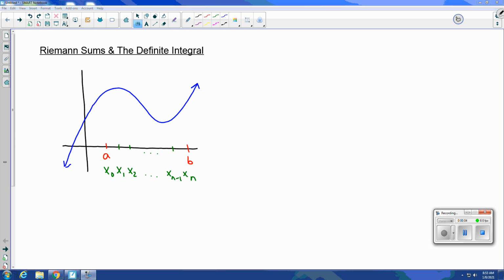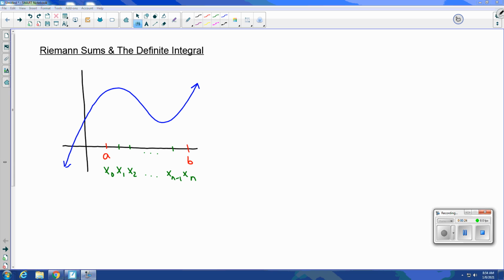Riemann sums and the definite integral. When we started this unit, we discovered that the integral's geometric interpretation was the area between the function curve and the x-axis when we were working with a single input variable and single output variable.